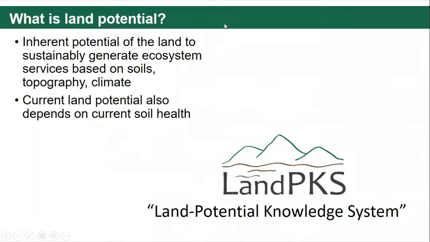So people often ask, well, why did you call it the Land Potential Knowledge System? That sounds like a kind of a strange name. And it's because we're really interested in helping people, producers in particular, to achieve the sustainable potential of their land. Now, that may be for crop production, it may be for forage production, it may be for wildlife habitat, it may be for all of the above.